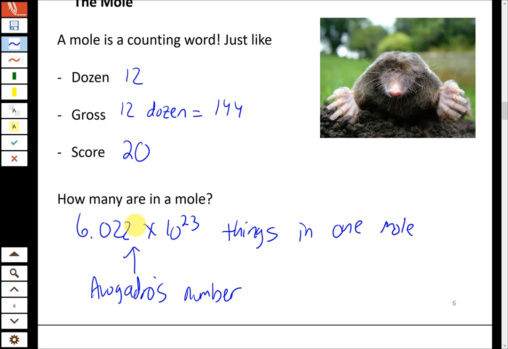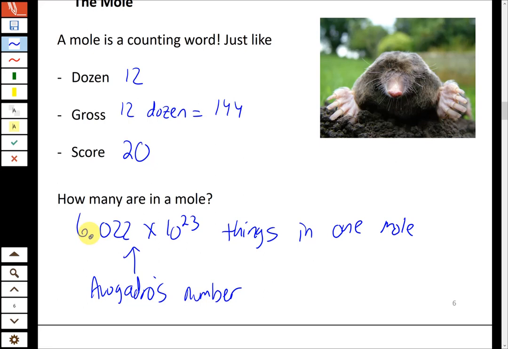I think basically the story goes that whoever the scientists were that came up with Avogadro's number just had a big man crush on Avogadro and wanted to name their number after him. But he didn't actually come up with it himself, but he still gets the name. All right, so that's called Avogadro's number, and that tells you how many things are in 1 mole.